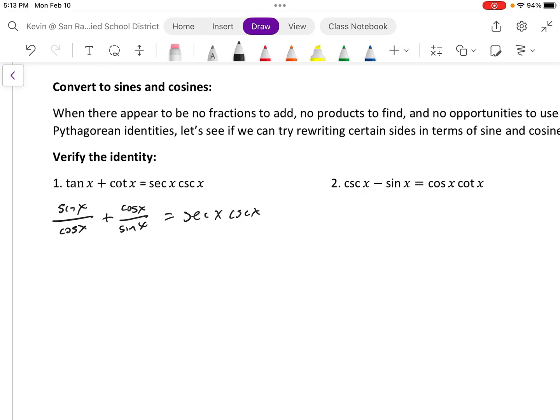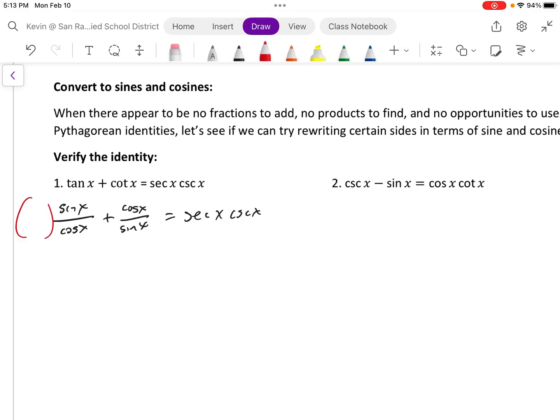We're going to multiply this side here because we need a common denominator, so we're going to multiply it by sine x over sine x, which equals 1. We're going to multiply this side by cosine x over cosine x. And again, sine x over sine x is 1, cosine x over cosine x is 1. This way, multiplying gives us a common denominator.